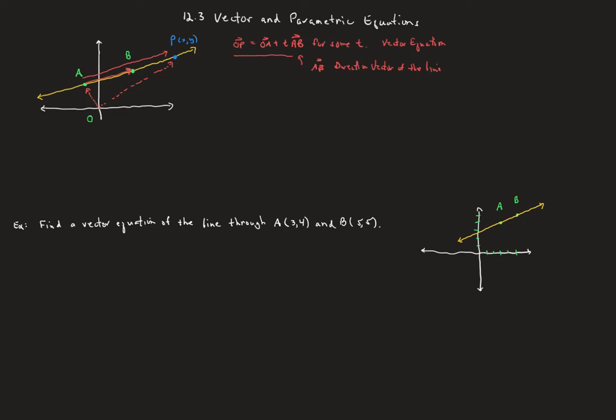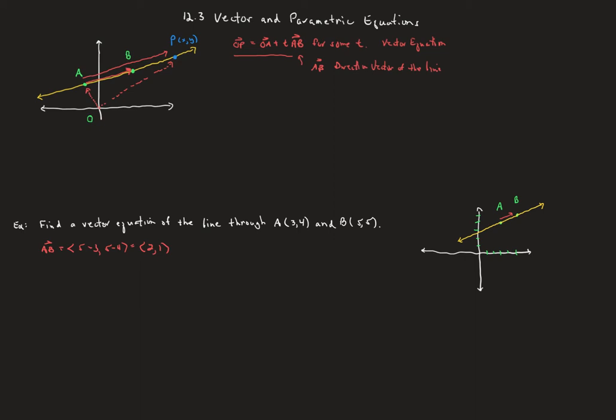Okay, so let's see if we can look at an example. So down here we're going to find a vector equation of the line through the point (3, 4) and the point (5, 5). So we first need this direction vector, so we're going to find that direction vector AB, and remember we're going to do that tip minus tail. So I'm going to take the x value of B, 5, minus the 3 of A, and then comma 5 minus 4. So that's going to be the vector <2, 1>. So that's our direction vector.